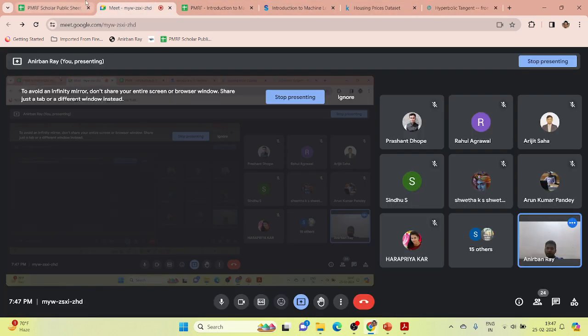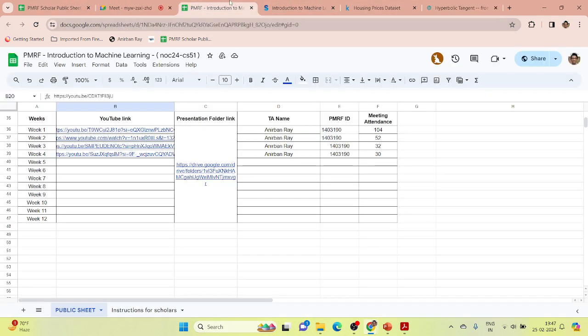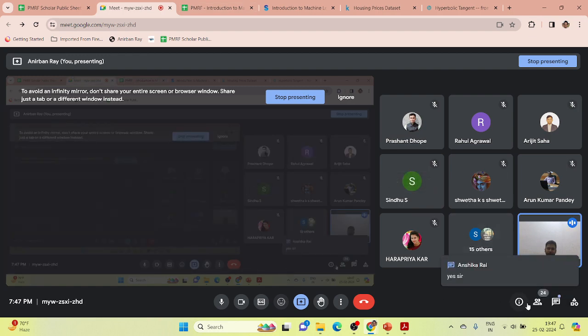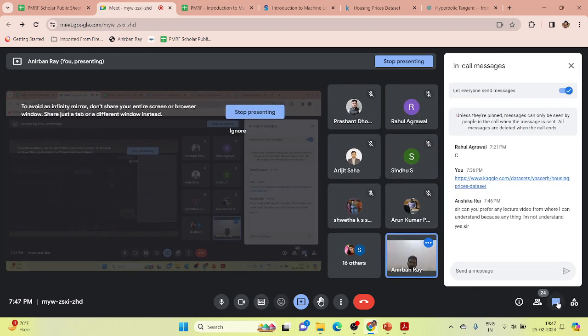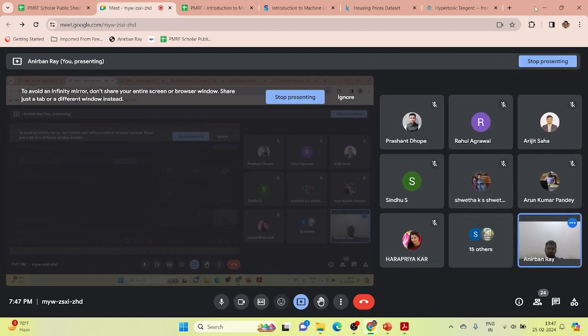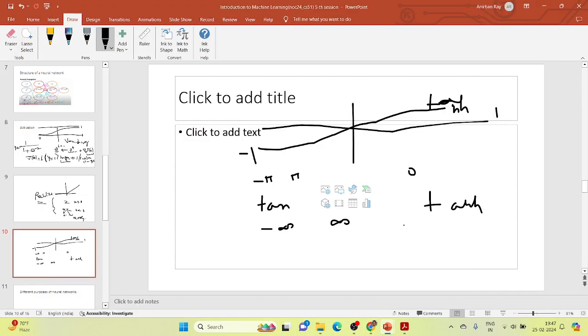Are you having a problem with this tan hyperbolic one, or what problem? You can unmute as well. Take time to write. Means tan hyperbolic one is not important.